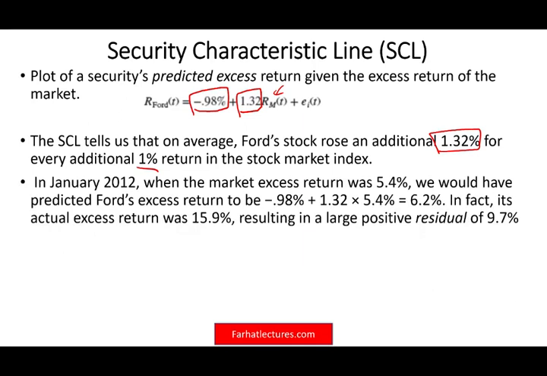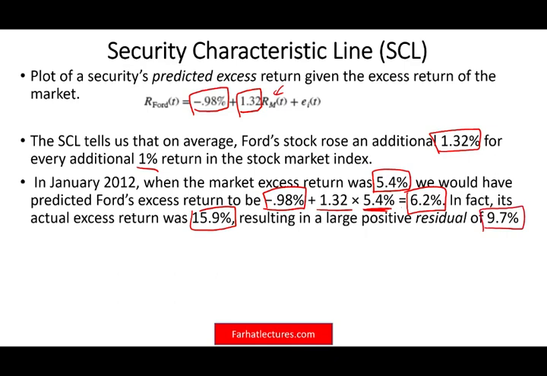If we take these numbers and plug in January, when the market excess return was 5.4%, we would have predicted Ford's return to be negative 9.8 plus 1.32 times 5.4%, which means we would expect Ford to have a return of 6.2. But Ford had a return of 15.9. Again, this is a formula. It means the difference between what we expected and 15.9 results in a large positive residual return of 9.7.